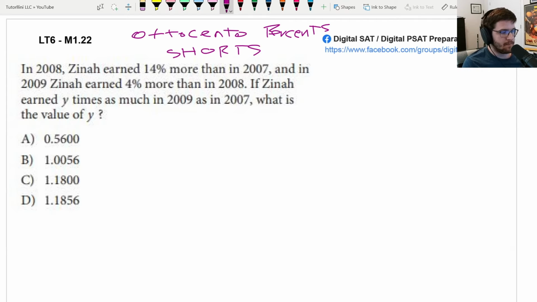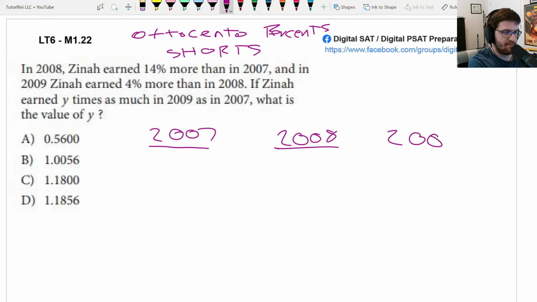Okay, so I'm going to make a little table here. So we're going to start with 2007 and then 2008 and then 2009.